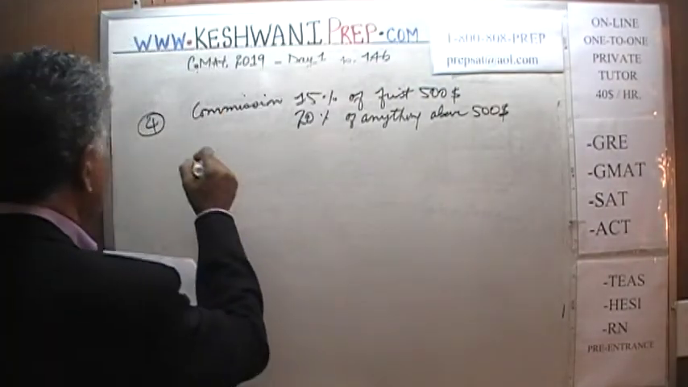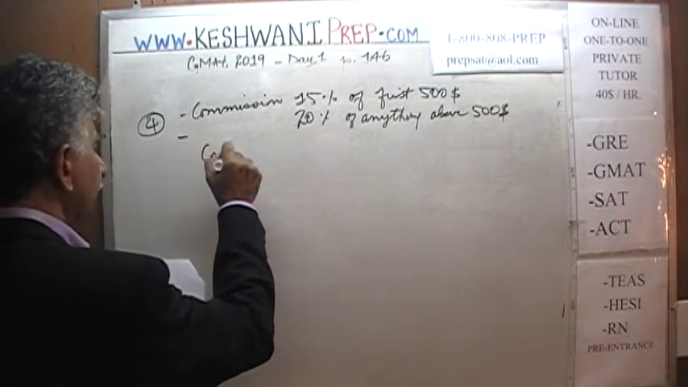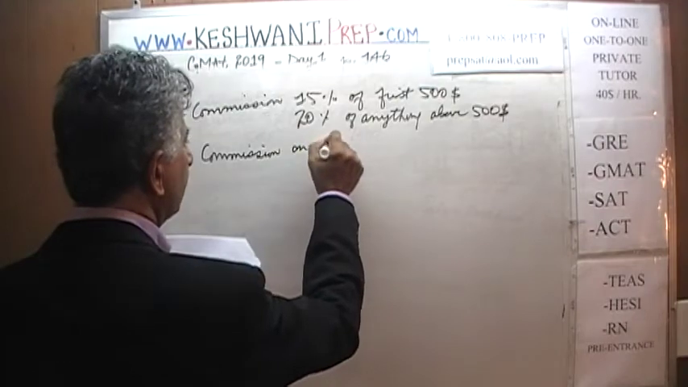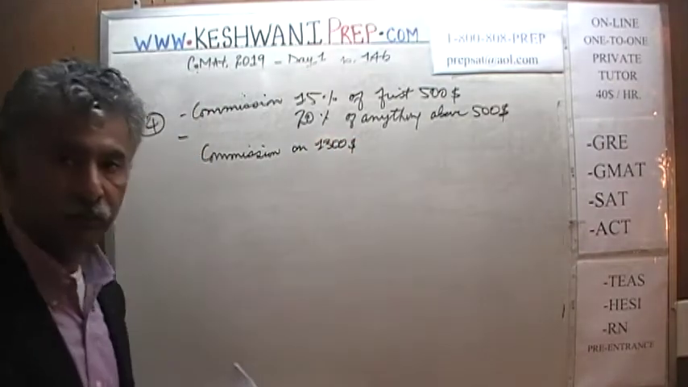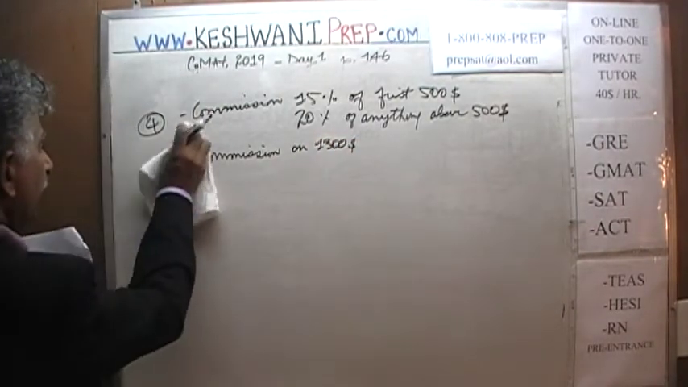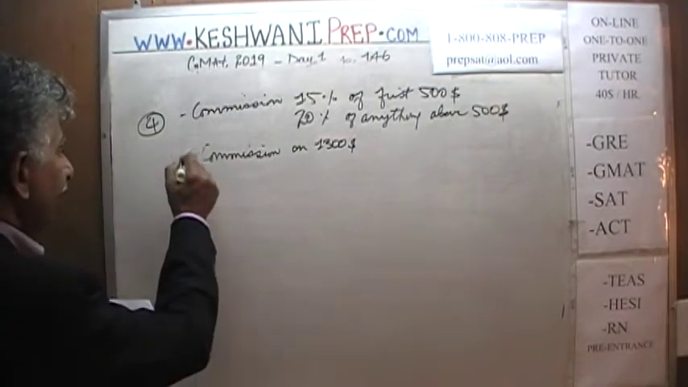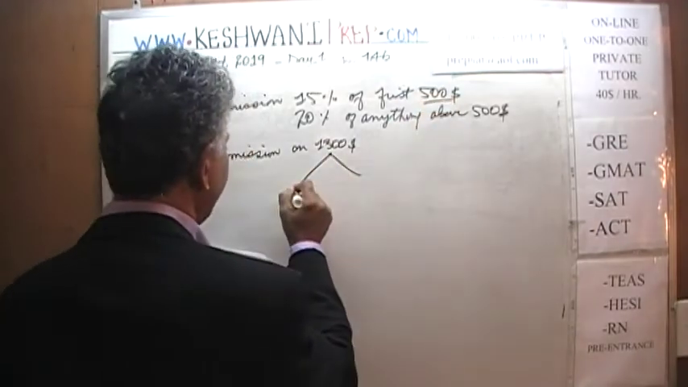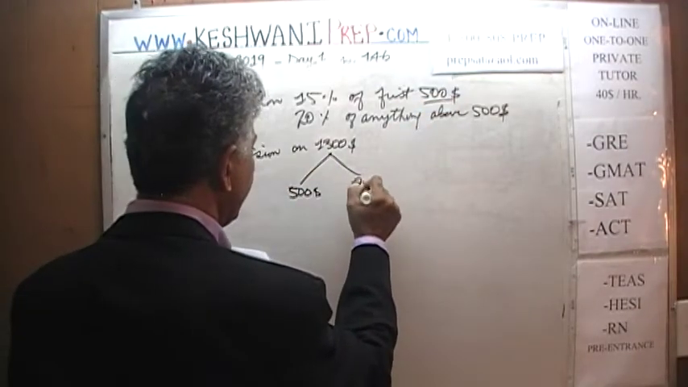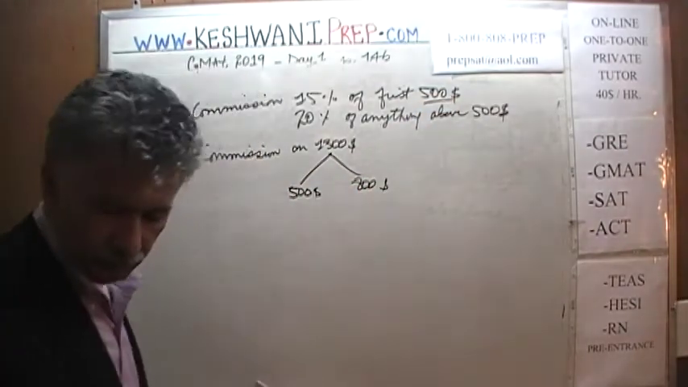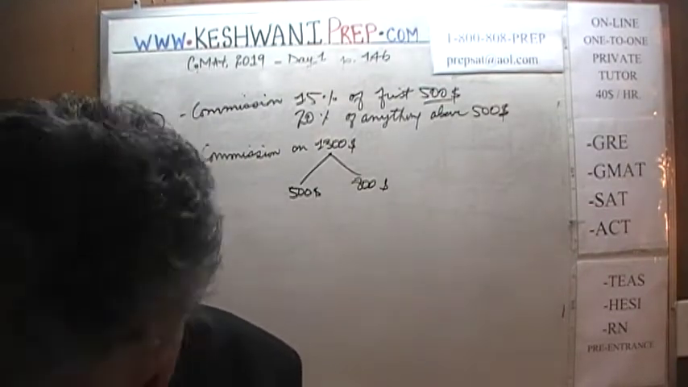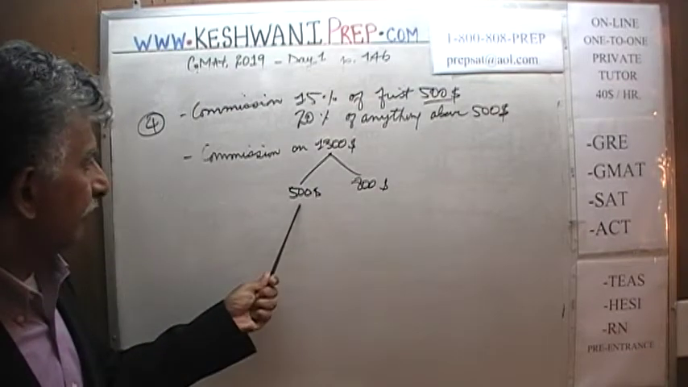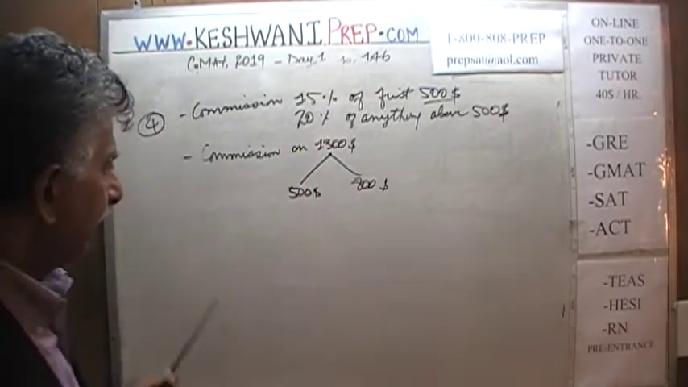The question simply is, what's going to be my commission on $1,300? Let's find out, shall we? How much am I going to make in commission if I had a sale of $1,300? Let's break it up into two parts. The first $500 and the remaining $800. Because obviously, on the first 500, I'm only going to make 15%, right? So since we're going to make only 15% on the first 500, what is 15%?